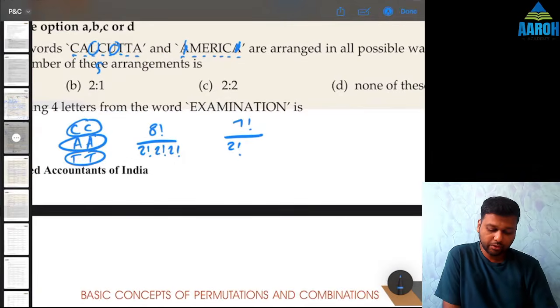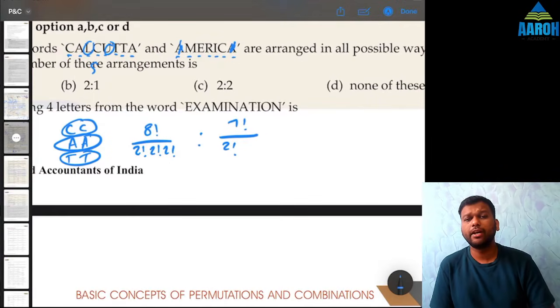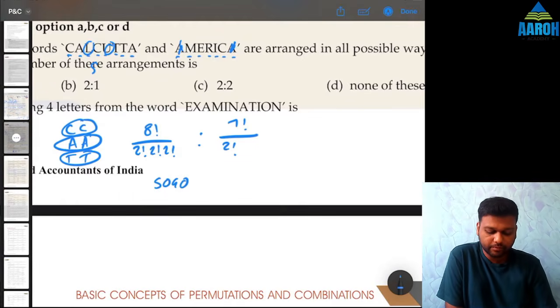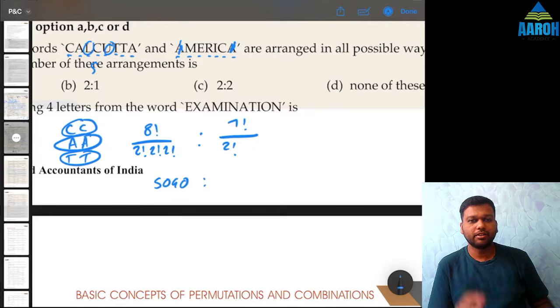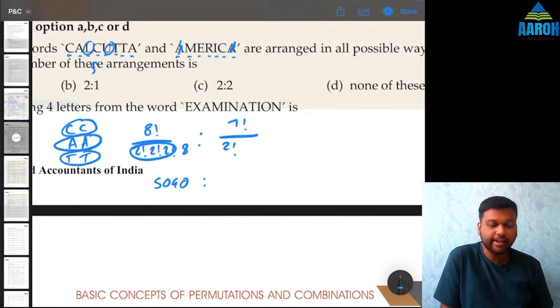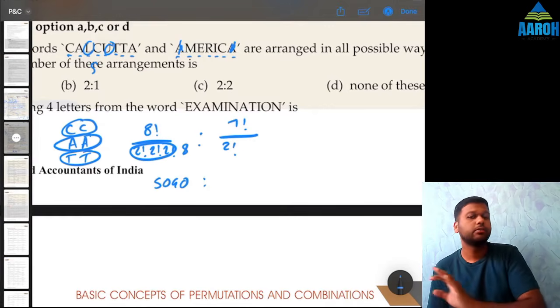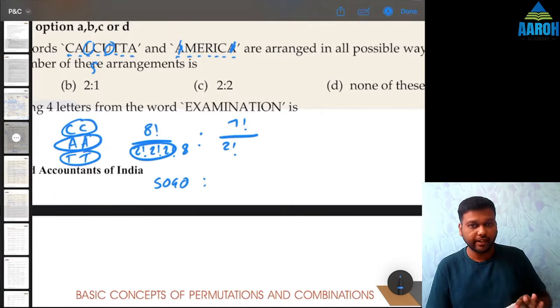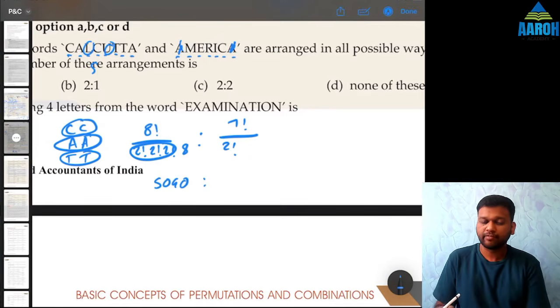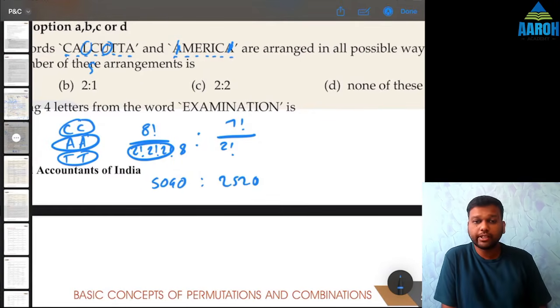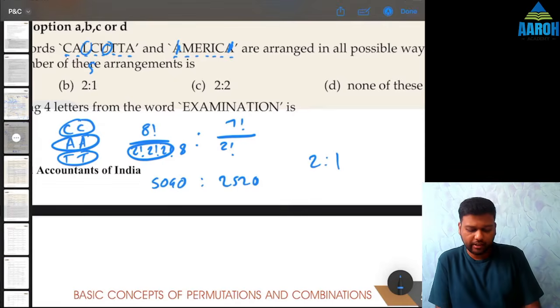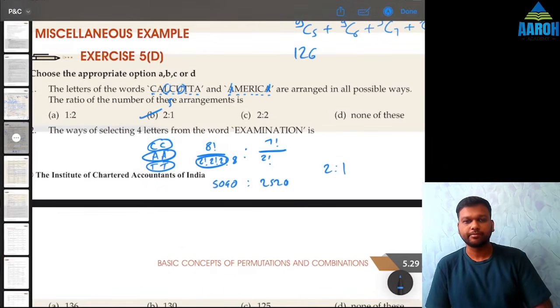So we want the ratio of these two. What is 8 factorial by 2 factorial, 2 factorial, 2 factorial? This is actually 7 factorial, or 5040. Why? Because 2 factorial, 2 factorial, 2 factorial is nothing but 8, right? So 8 factorial by 8 will be 7 factorial. Or you can do this on the calculator also, it does not matter. Calculators are there for your convenience, so wherever possible, use the calculator in the CA Foundation mathematics exam. 7 factorial by 2 is what? 5040 by 2, which is 2520. So obviously the ratio is going to be 2 is to 1. You can just divide. So option B is the correct answer.